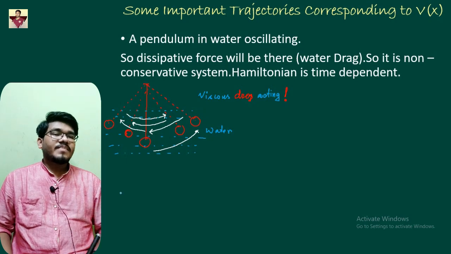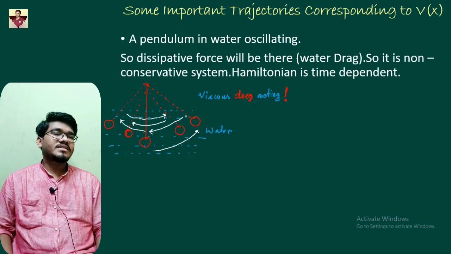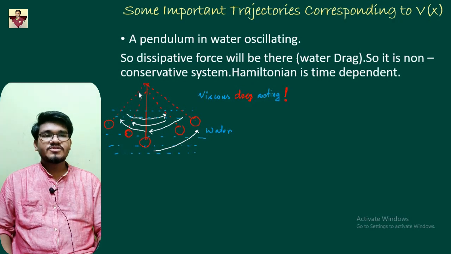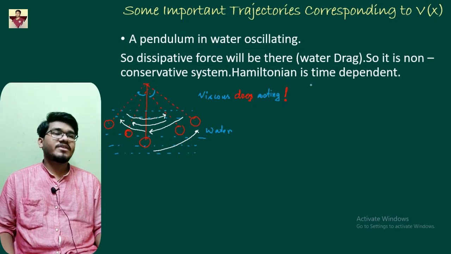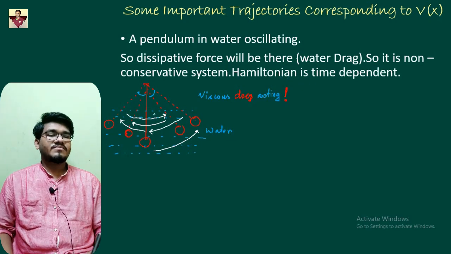Here is a pendulum. As you can see, it is underwater and it is oscillating. Let's say it starts its motion from this point and reaches this point. Then it will come back to this point, but as you can see, this angle will be less than this angle, as a viscous drag is there due to water, and obviously the Hamiltonian will be time dependent, so it is a non-conservative system.